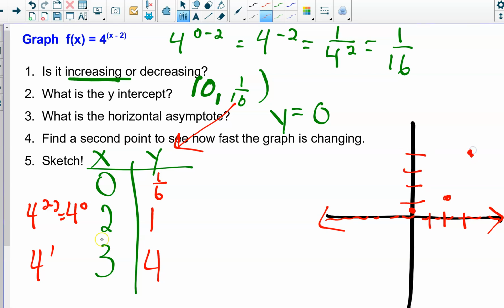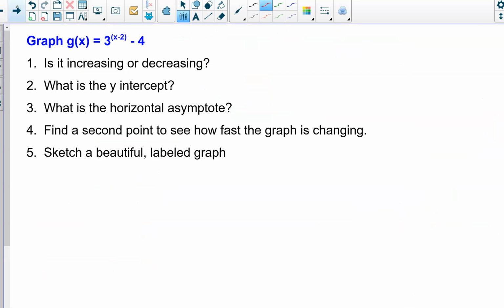And you could have picked any points you wanted for these x's. You don't have to pick the ones that I picked. They might be different between you and your neighbor. And then there's that graph right there. I knew it was increasing, so that worked fine with that. We're going to do one more of these. So graph that function there.